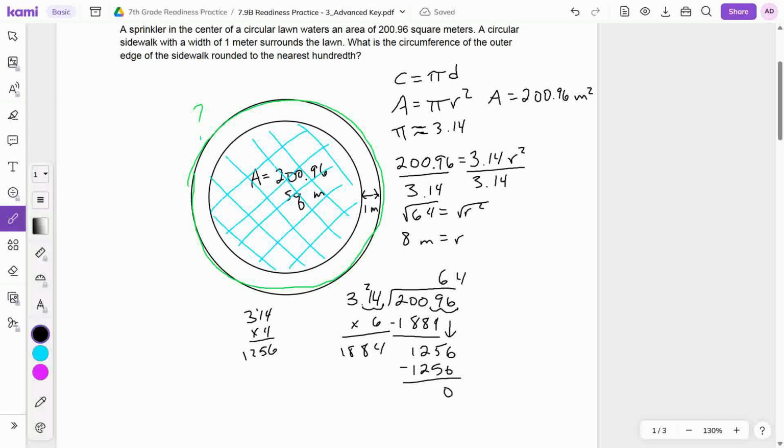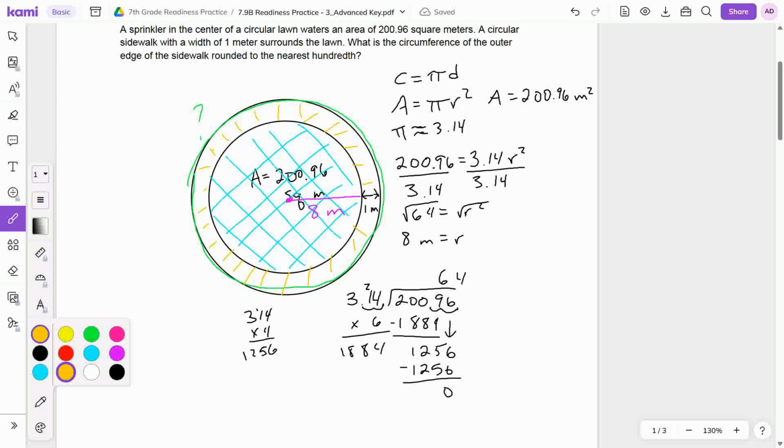Well, let's draw. I need to draw a purple line right here, and I'm going to draw it from our center over to our side. This is 8 meters. Now I'm looking for the circumference of the outer edge of the sidewalk, right? Because right here is our sidewalk that I'll just put some orange marks in. That's our sidewalk. We need the outer edge of that.